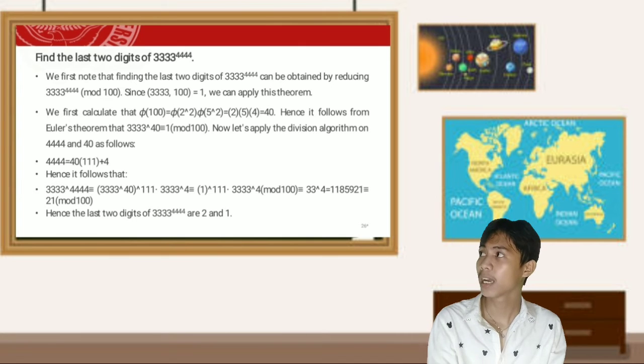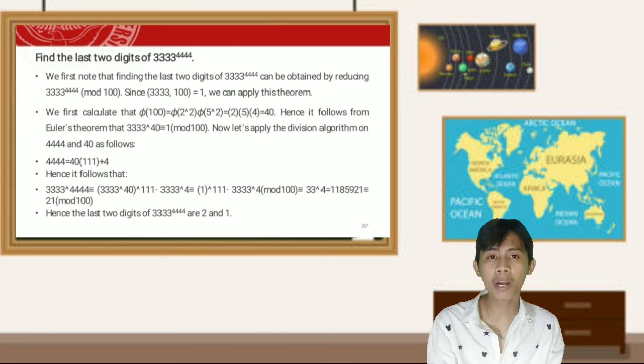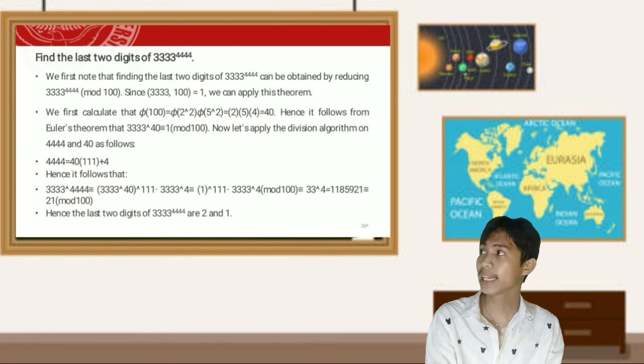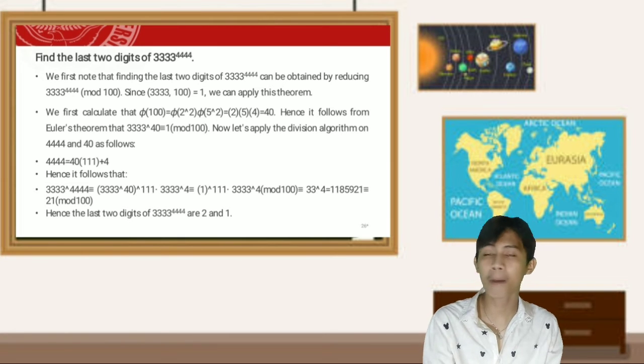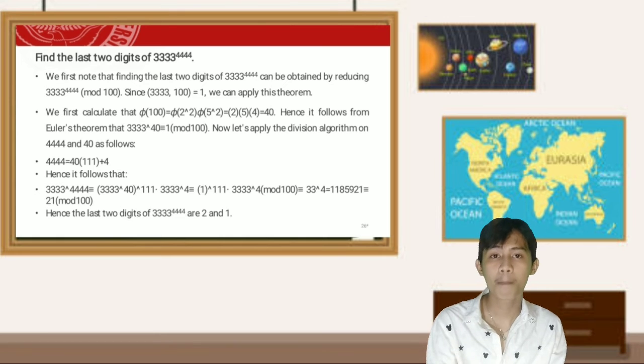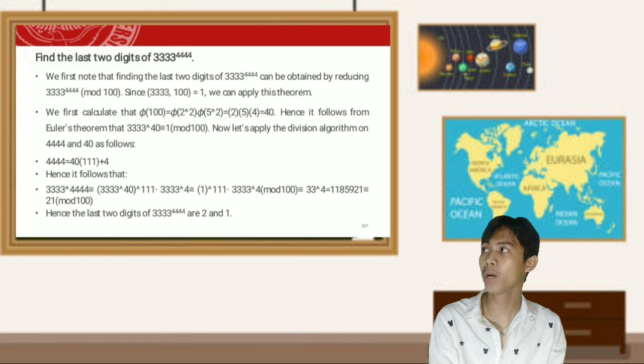Hence, it follows that 3,333 to the power of 4,444 is congruent to 3,333 to the power of 4 to the power of 111, which is congruent to 1 to the power of 111 times 3,333 to the power of 4. 3,333 to the power of 4 mod 100 is congruent to 33 to the power of 4, which is 1,185,921, congruent to 21 mod 100.